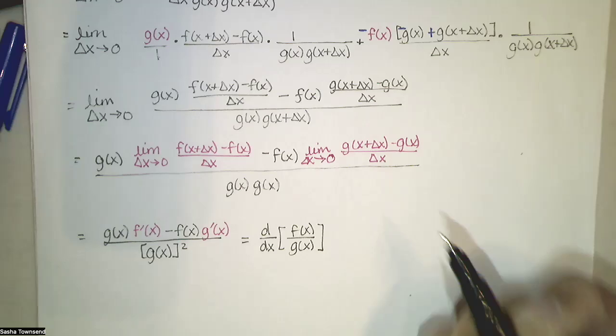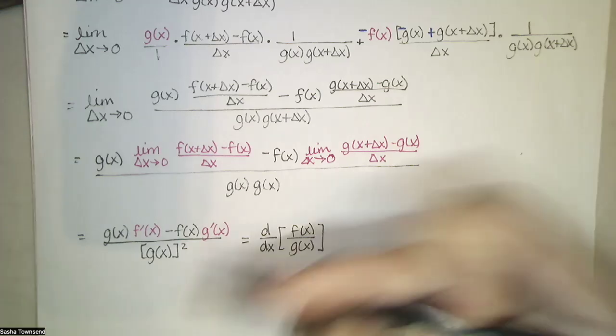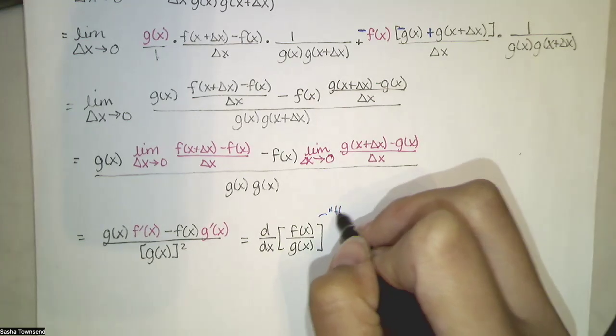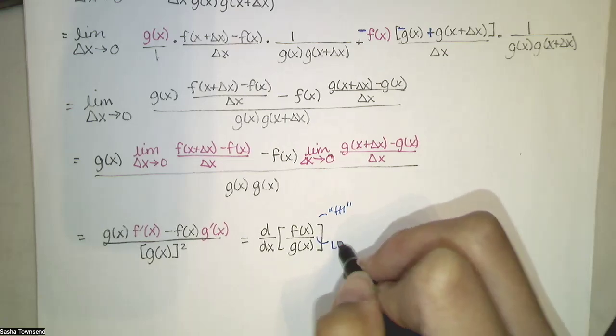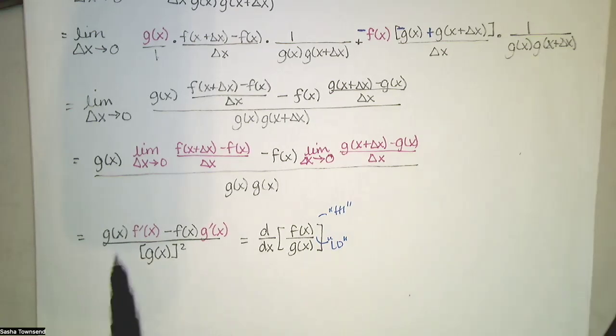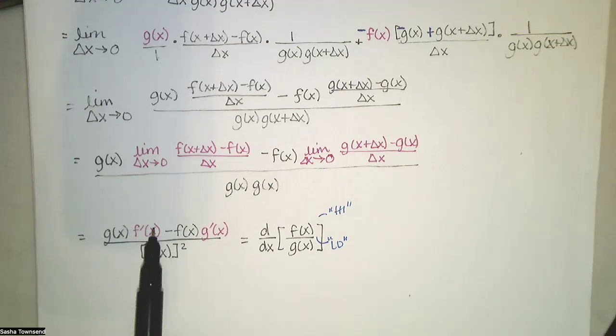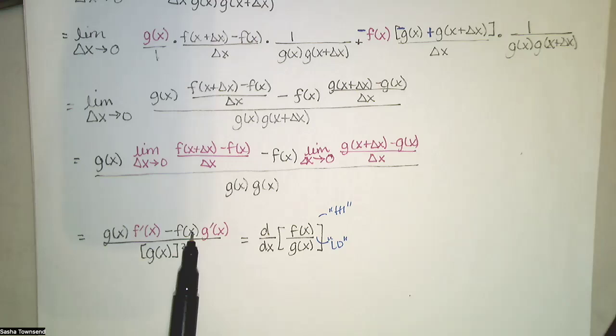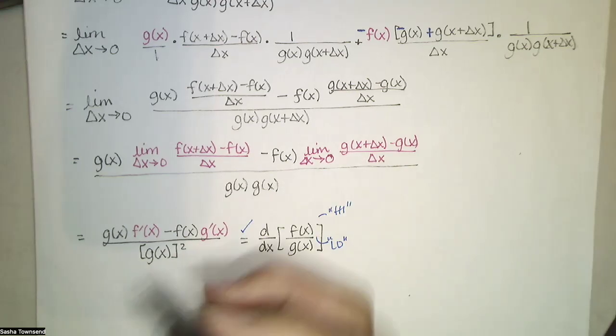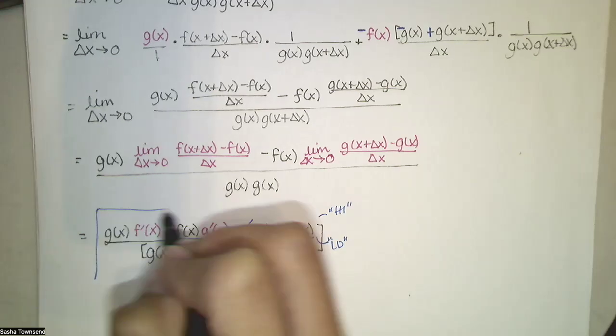And let's check with our mnemonic, if this is the high function and this is the low function. Do we get low d high, bottom function times the derivative of the top function? Yes. Minus high d low over low low. So yes, it checks out, and that turns out to be our derivative.